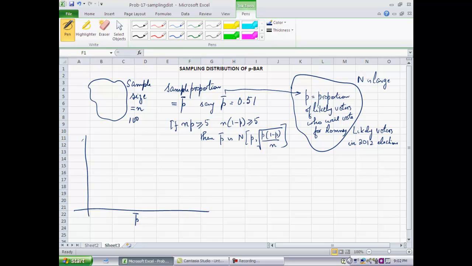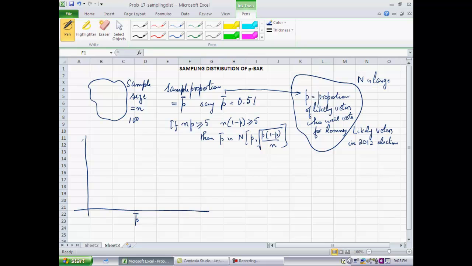So if somebody asks me, give me one number which is your best estimate of the proportion of likely voters who will vote for Romney, I would say 0.51. But just like with the previous example, with this point estimate, I'm not able to convey a sense of the degree of uncertainty associated with that inferencing.